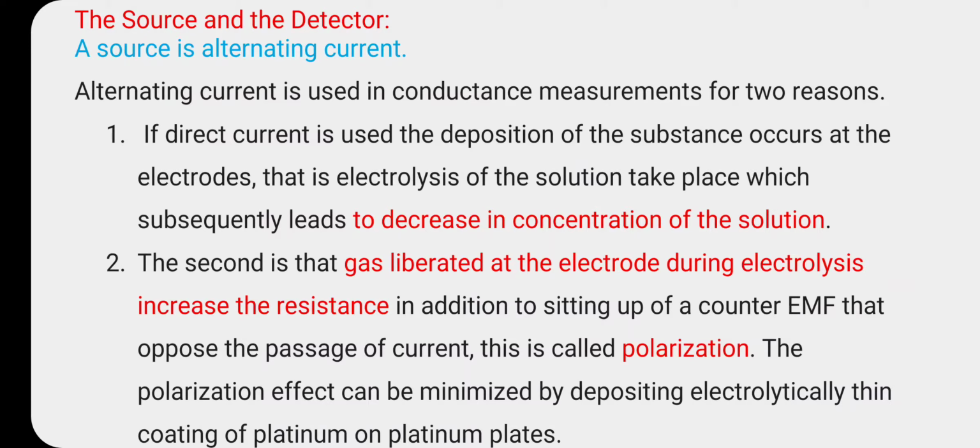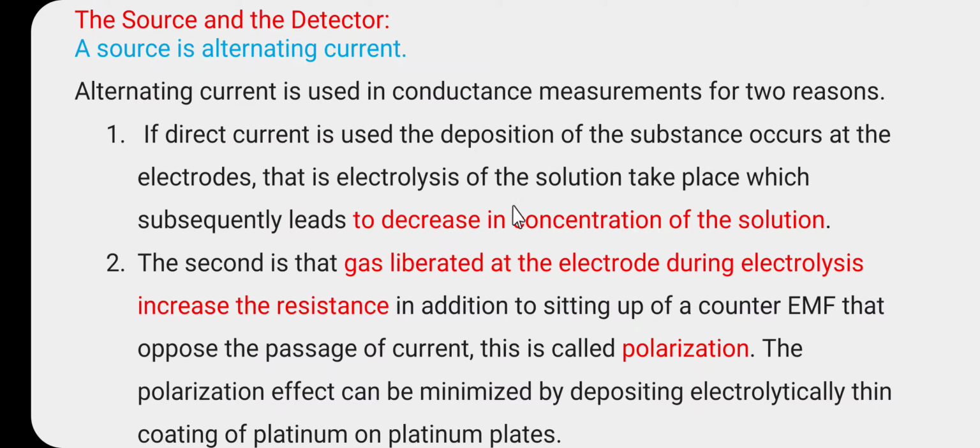This is because of two reasons. The first reason is that if direct current is used, deposition of the substance occurs at the electrodes. That is, electrolysis of the solution takes place, which subsequently leads to a decrease in the concentration of the solution. So when direct current is used, electrolysis of the electrolyte takes place, and that is why there is a decrease in the concentration of the solution.